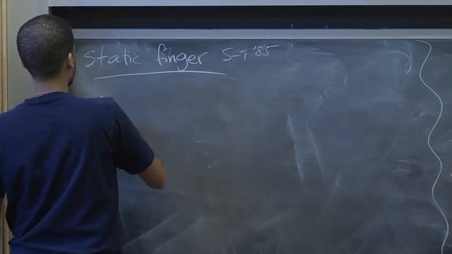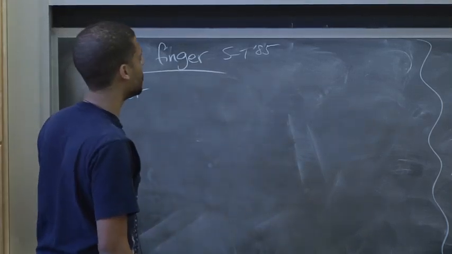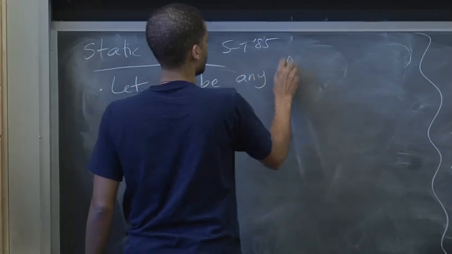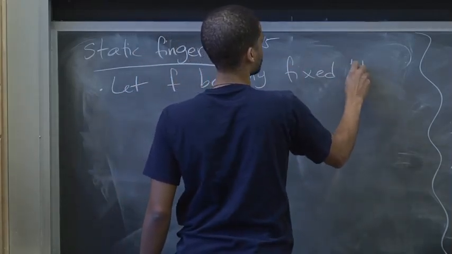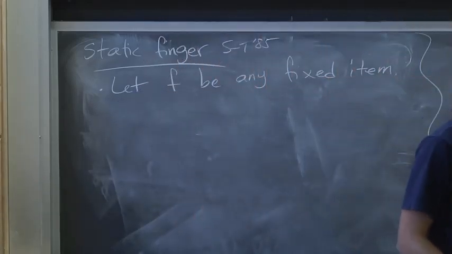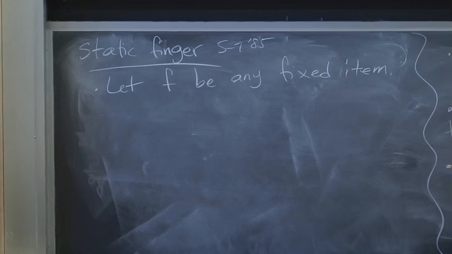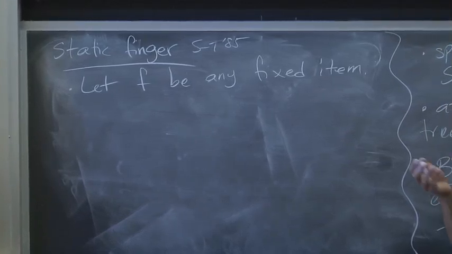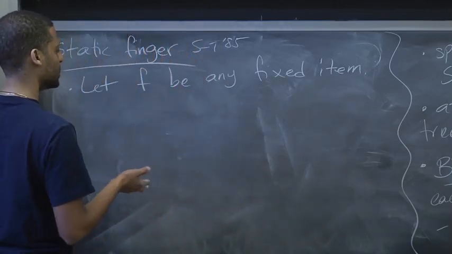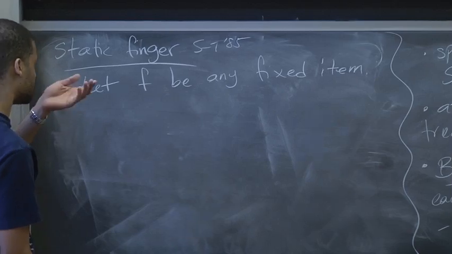Okay. It says let f be any fixed item. Okay, and I said there are n items in this data structure. Let's just assume that the keys are actually 1, 2, 3 up to n. Since it's a comparison-based data structure, all that matters is relative ordering. So let's just assume that they're all ordered like this. So i is actually the rank of the ith item, but just assume it's the ith item, the ith key.